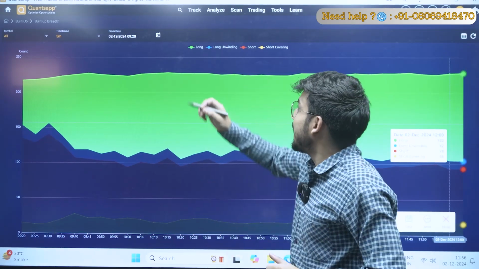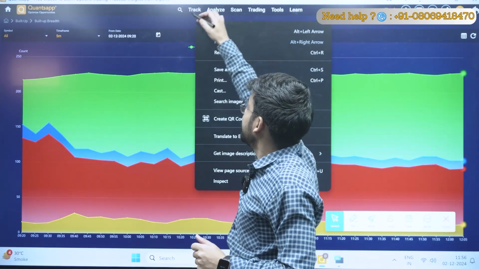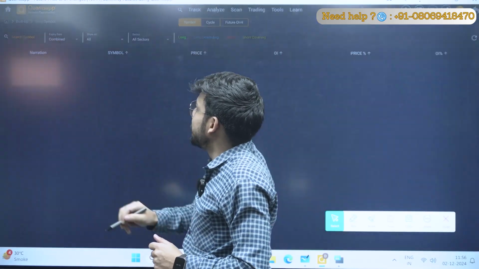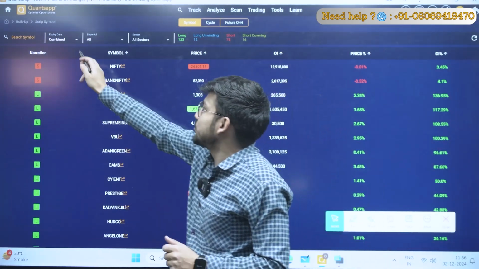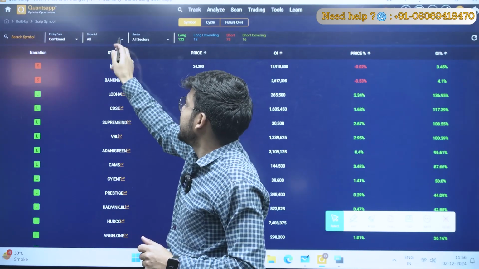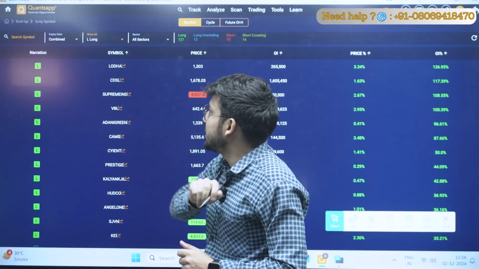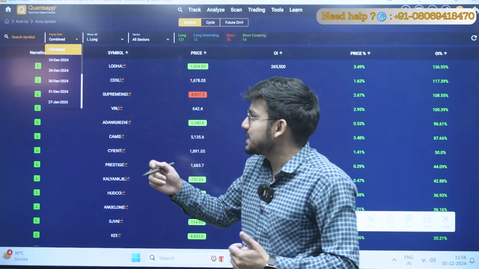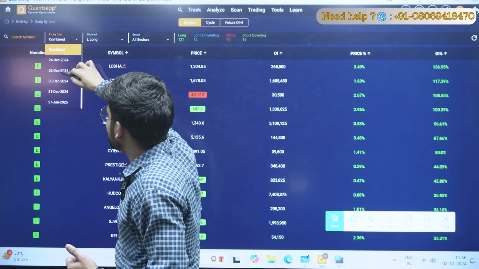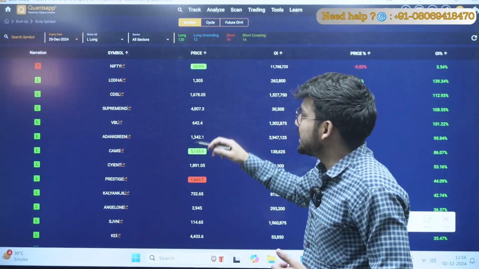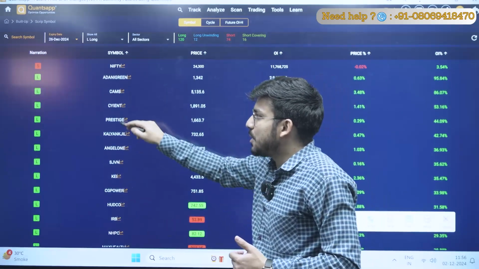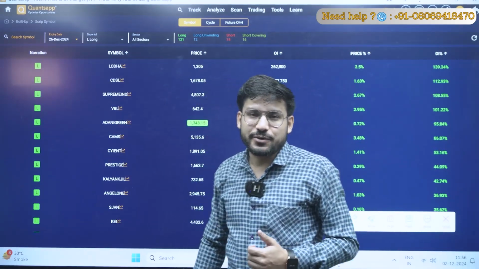For that I'll again go here to the track section. In the track section we have a build-up script symbol. Now I just have to select the expiry date and the narration. From the narration I'll select long position. In the expiry date I'll choose the December expiry, that is 26th December. So I choose the 26th December here, and you can see these are all the stocks that are giving me a long narration, a positive sentiment in the market, right?